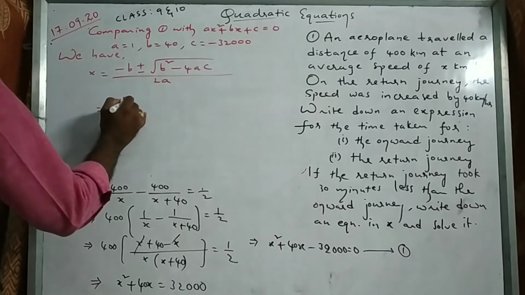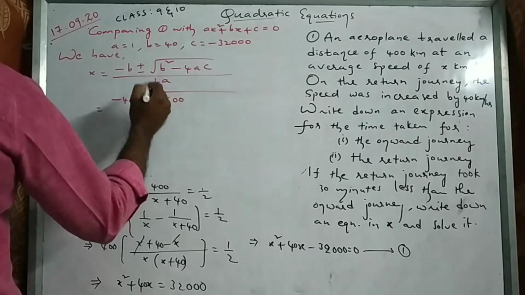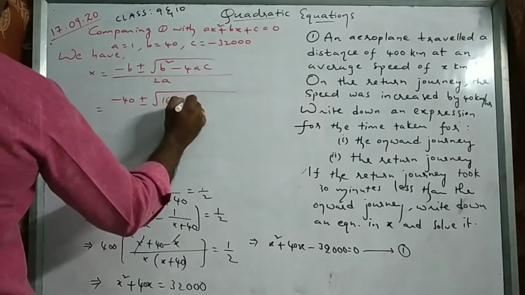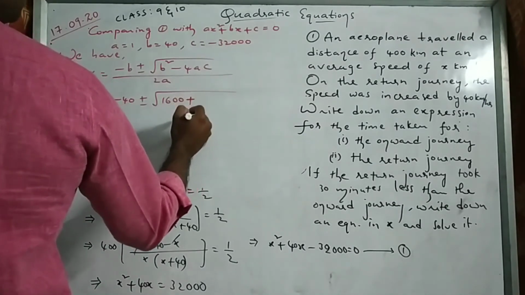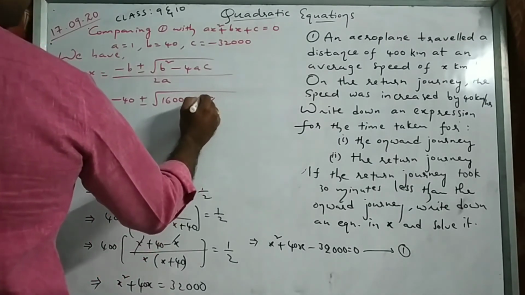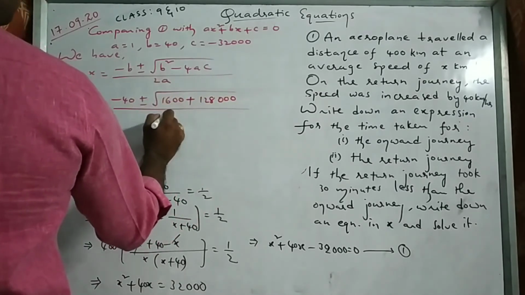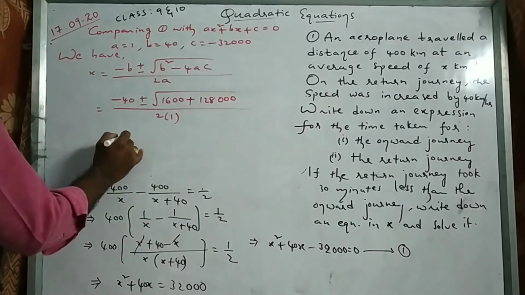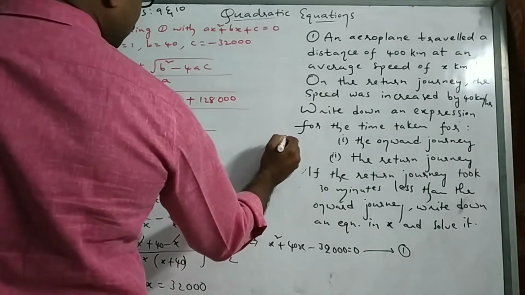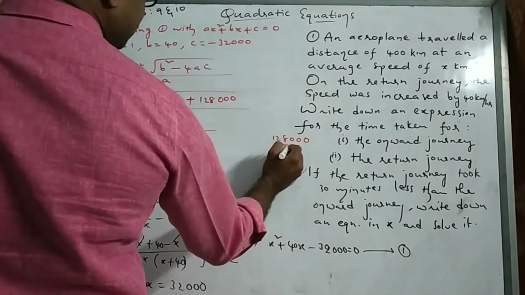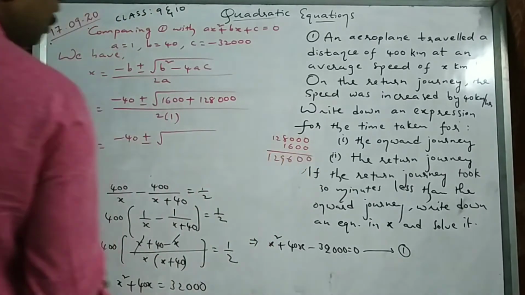So minus 40 plus or minus square root of 1600. 40 square means 1600, minus 4ac. This is already minus there. 4 2s are 8, 4 3s are 12, upon 2 into 1. So minus 40 plus or minus square root of 128,000 plus 1600, that is 129,600.